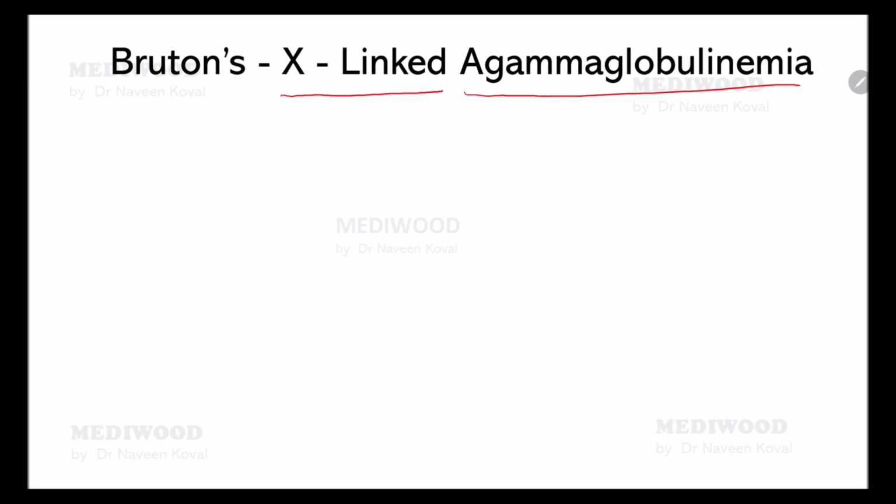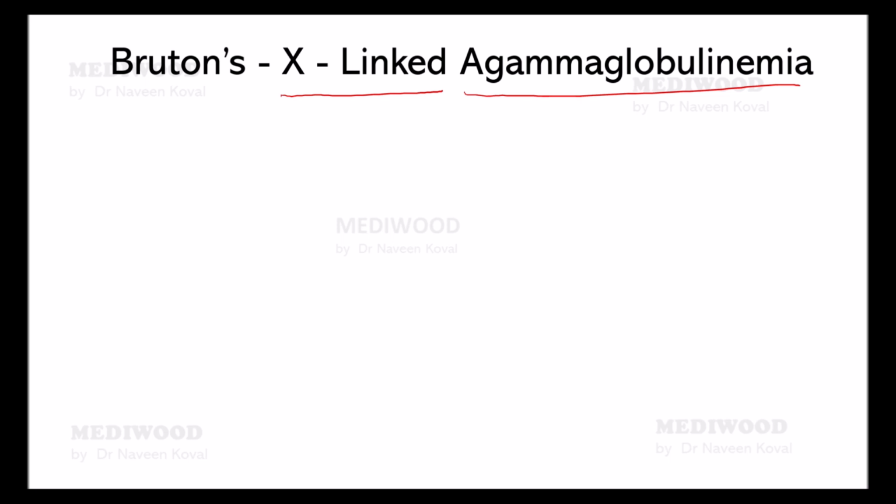Like the word itself has mentioned that it's an X-linked disease and it has agammaglobulinemia. That means it's an X-linked recessive disorder, therefore it will be predominantly affecting the boys, and also it is having agammaglobulinemia. That means the antibodies are absent or deficient in this particular condition. Okay, so X-linked agammaglobulinemia. Now there are a few other points that you have to remember.